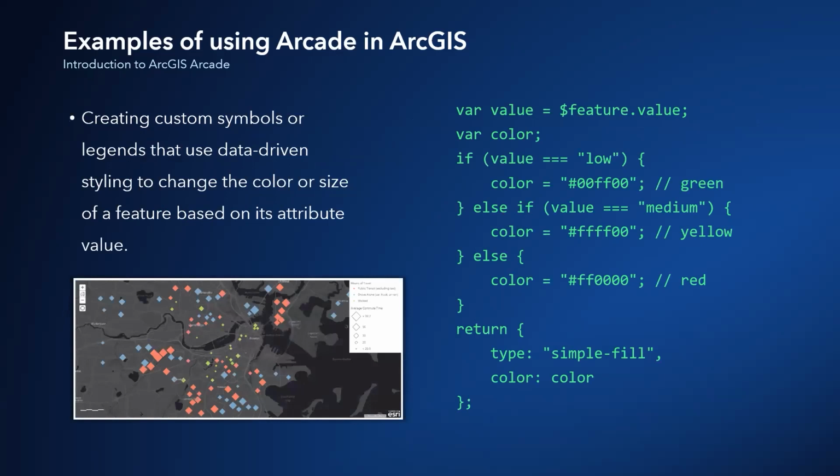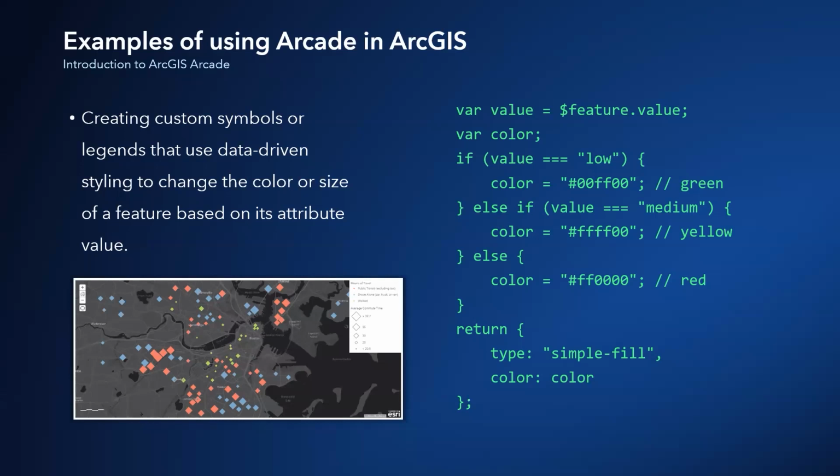We can also use Arcade to create custom symbols that change color based on an attribute value. So this Arcade code is going to be used to symbolize features in a map based off of a specific value called value. The code begins by creating a variable called value and assigning it the value of the value attribute of the feature being evaluated against the feature global variable. Then a variable called color is created without an initial value.